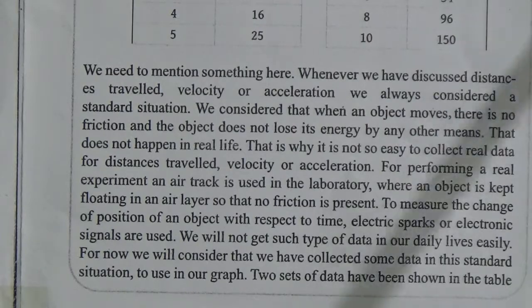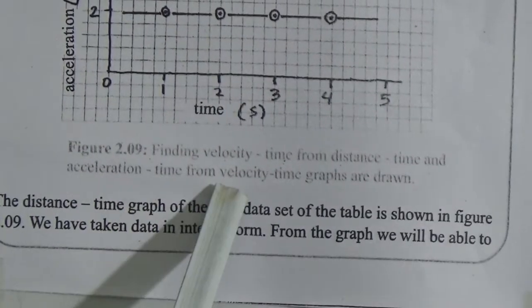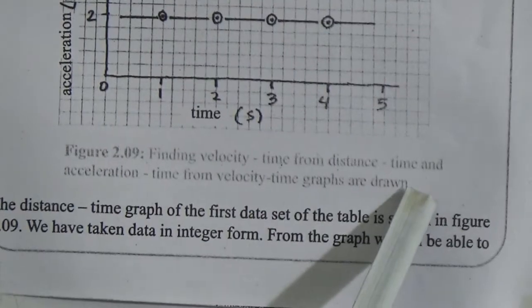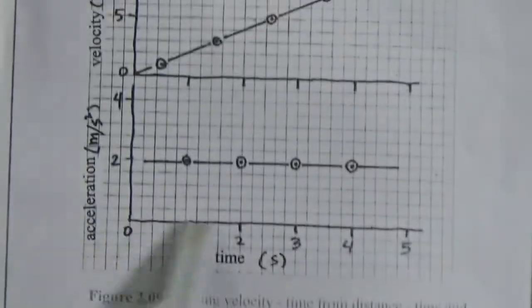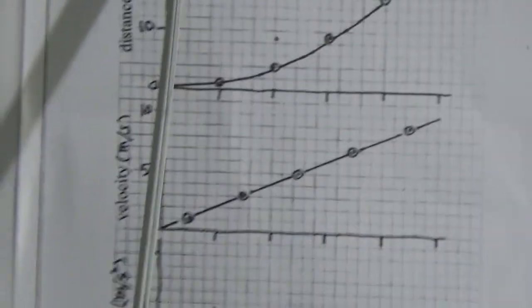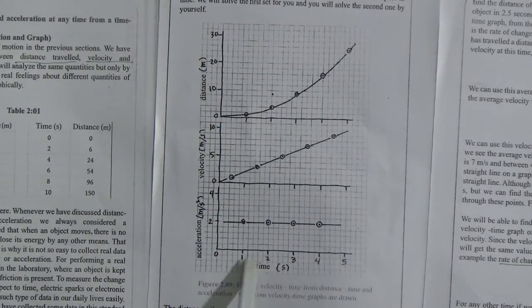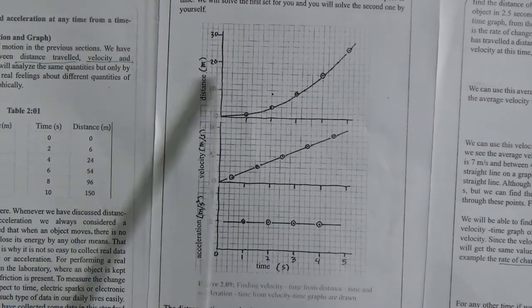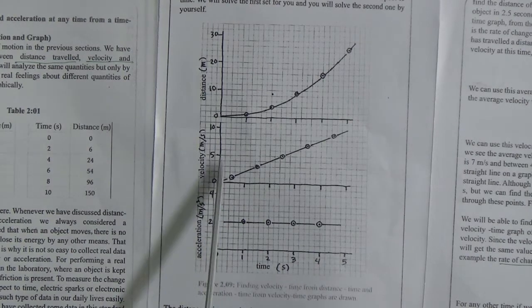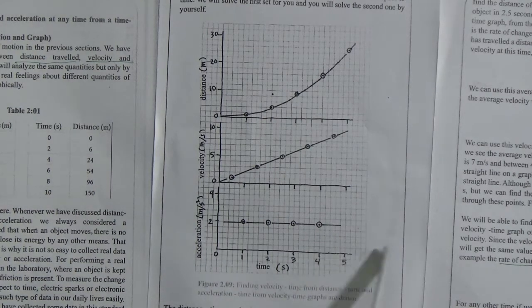Now, my dear students, look at the picture. The distance-time graph, velocity-time graph and acceleration-time graph are drawn here. This is the x-axis and this is the y-axis. The x-axis is time. On the y-axis we can write distance, velocity and acceleration, and on the x-axis, time.